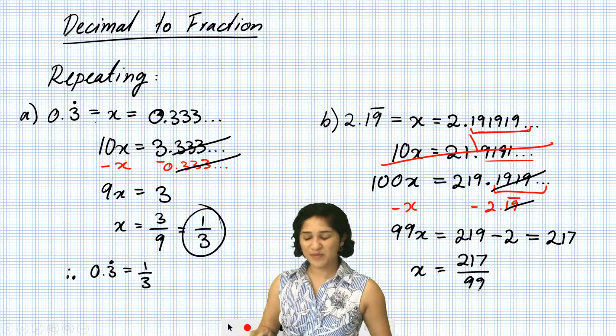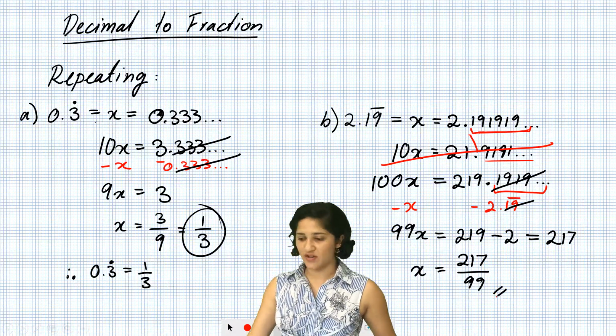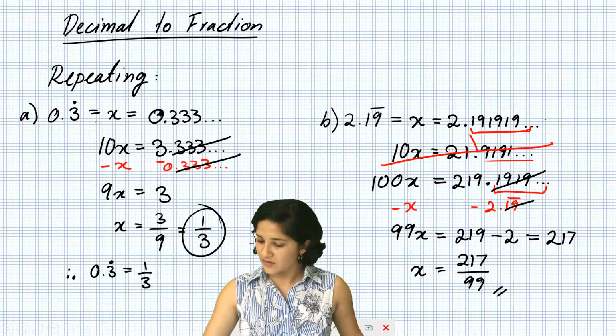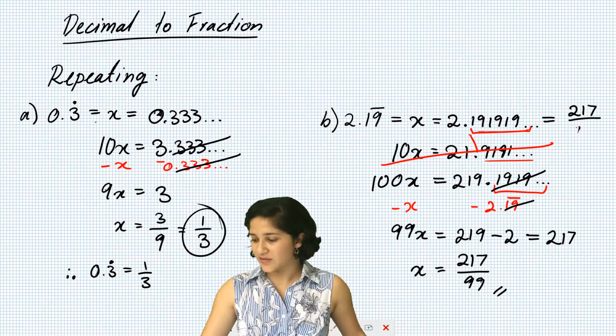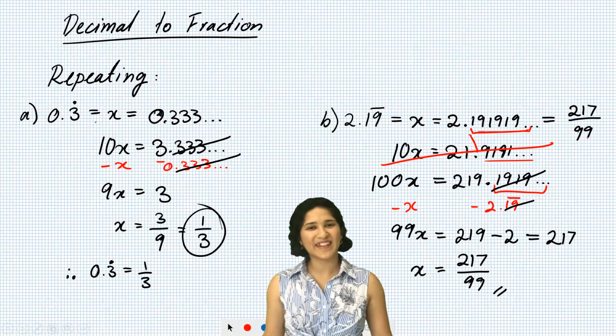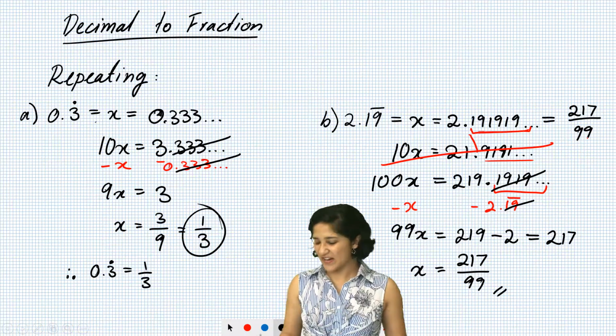And you can see if that simplifies, but this one does not. So my answer is just 217 divided by 99. And that's it. All right?